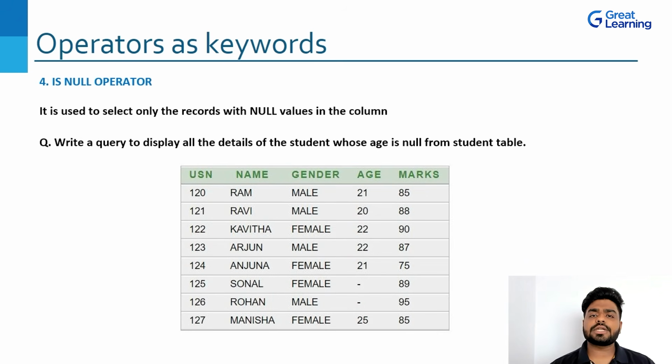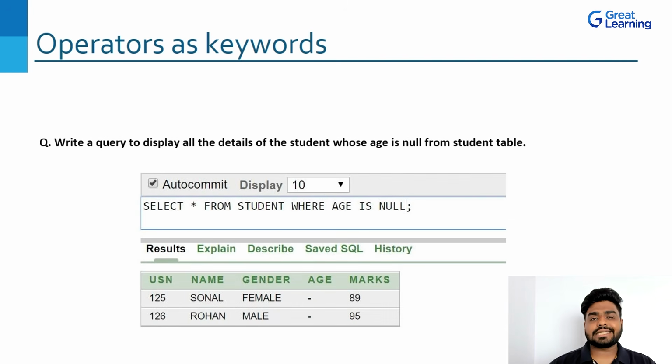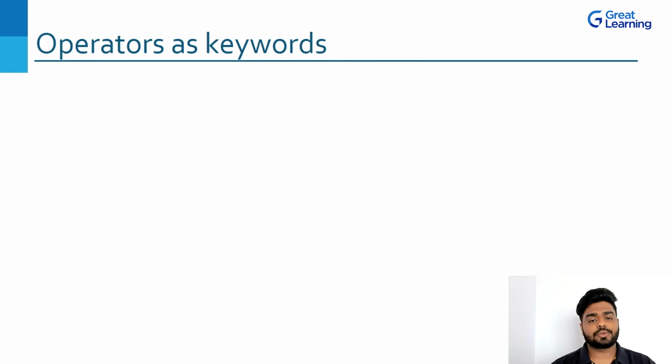So let's consider a new table, because in the previous table we were not having any null values. In this table we are considering null values, which are in USN 125 and USN 126. So we have age values where null values are there, and we need to write a query to display all the details of the student whose age is null from the student table. So what will be the query? The query will be select star from student where age is null. Wherever the age is null, that particular detail will be shown to you.